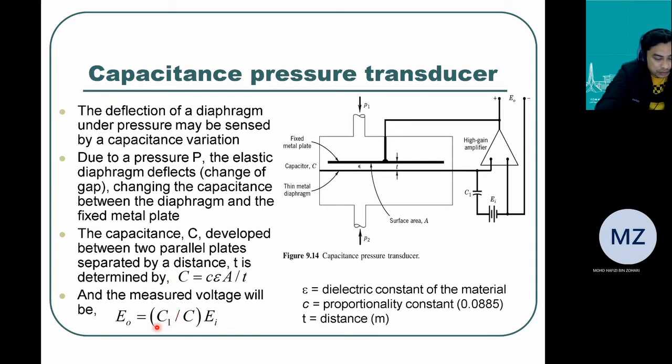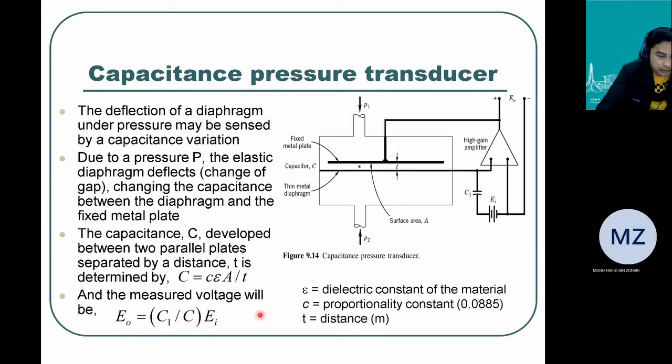For example, if you increase C1, the C is also affected. It will also be amplified. Okay.